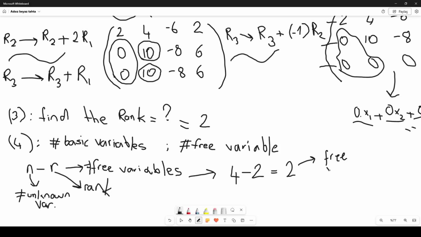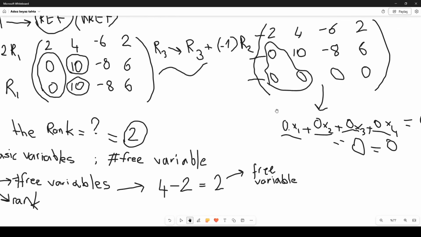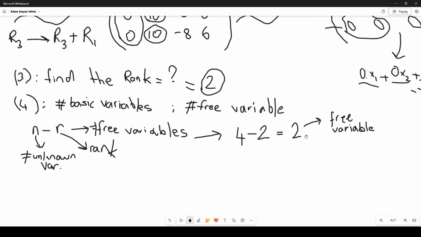And how did we find this value? We just subtract the value of rank from the number of unknown variables. So we have 4 unknown variables in our system: x1, x2, x3, and x4. And we have our rank equal to 2, which we just found above. We just count the number of non-zero rows in the row echelon matrix, which is 2 of course, and then put the value here. So we have 2 free variables.